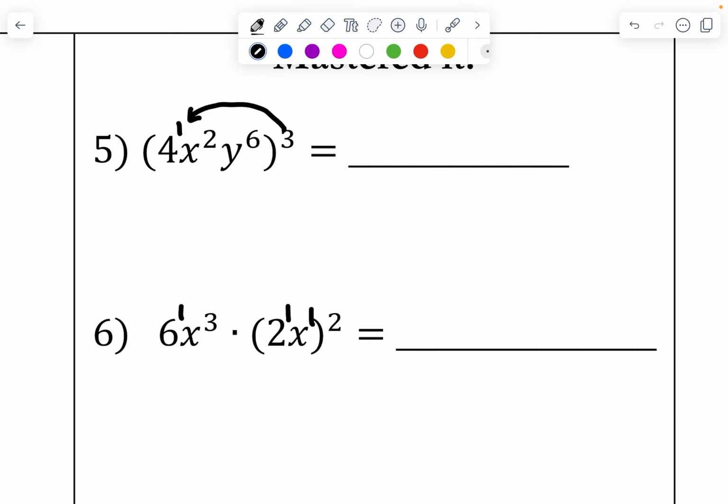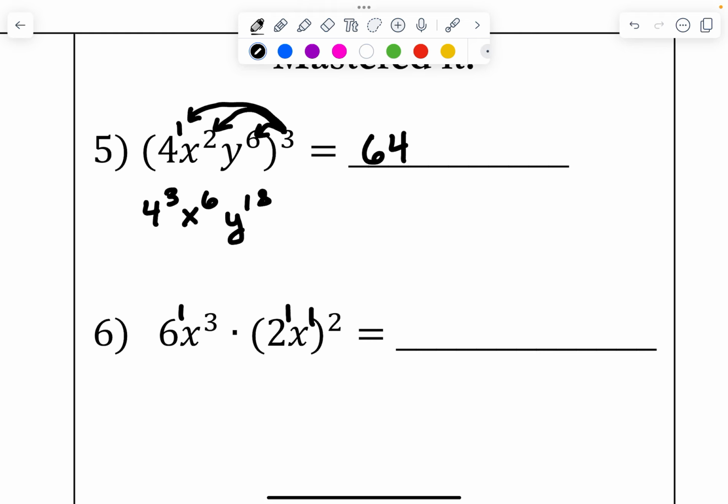Distribute this in. So I get 4 to the power of 3, right? 1 times 3. 2 times 3 is 6. Then I have y. 6 times 3 is 18. Now 4 to the third power, or 4 cubed, that's just 64. And then we have x to the 6, y to the 18, and we're done.